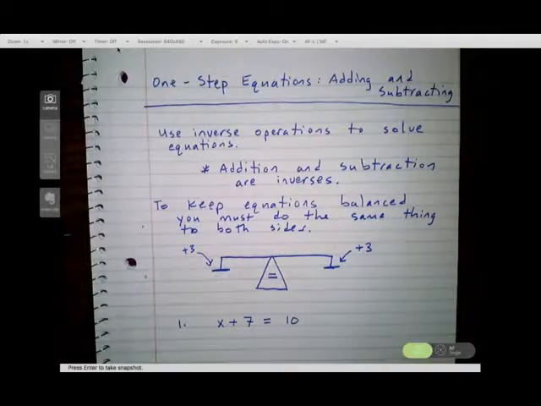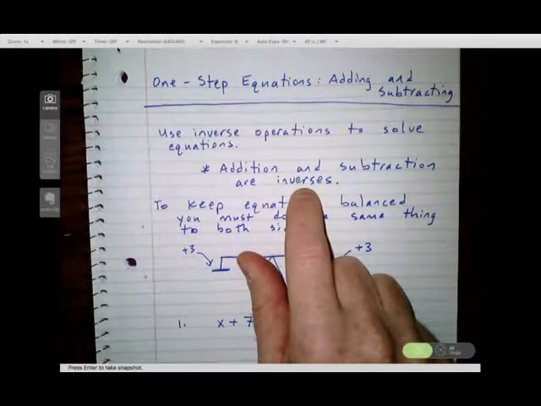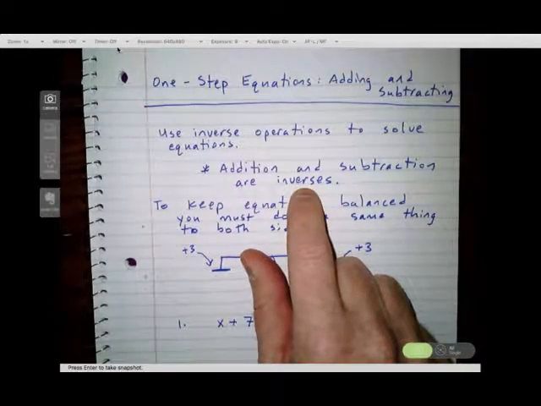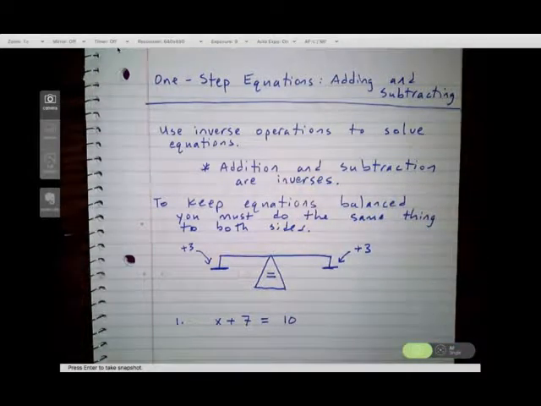Using math vocabulary, that means they're called inverses. You'll learn about all kinds of inverses in math, like inverse functions and certain kinds of exponents, and you'll be using them to solve really complicated problems eventually. But for now, we're going to keep it simple, one step, and use inverses to solve them. For this week, we're going to use addition and subtraction to solve our problems.